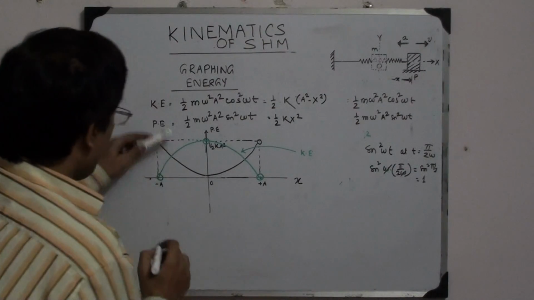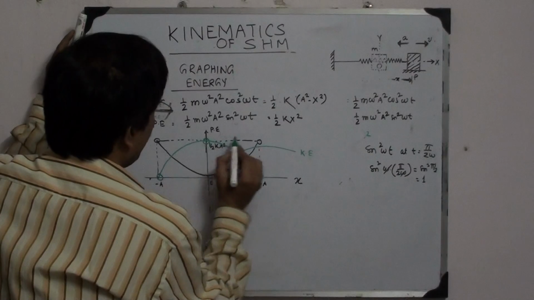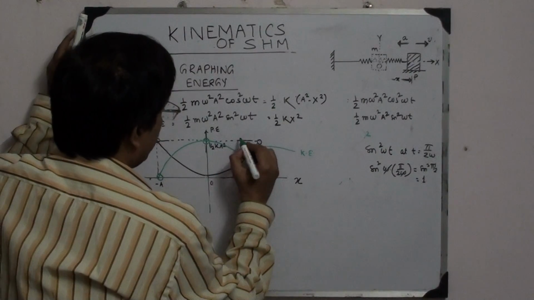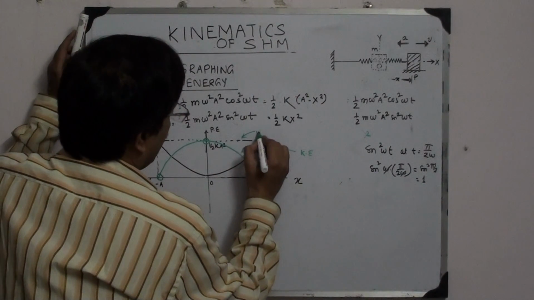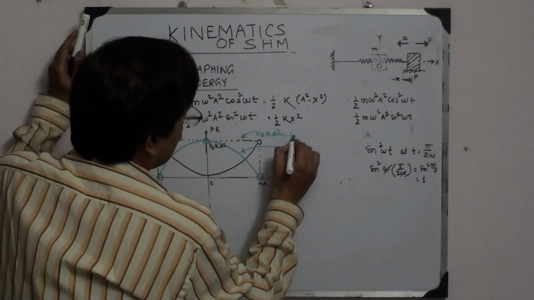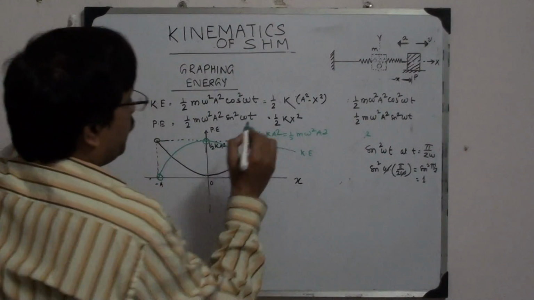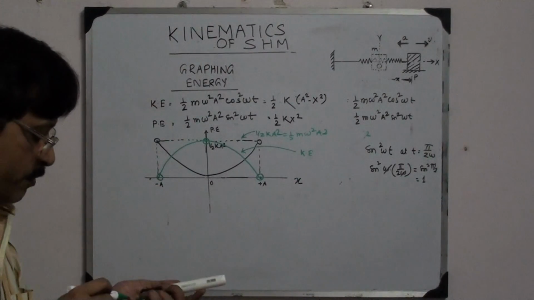So at any point of time, you see, PE plus KE is always equal to this limit. What is this? This is half K A square, or in other words half m omega square A square, if we replace K by m omega square.